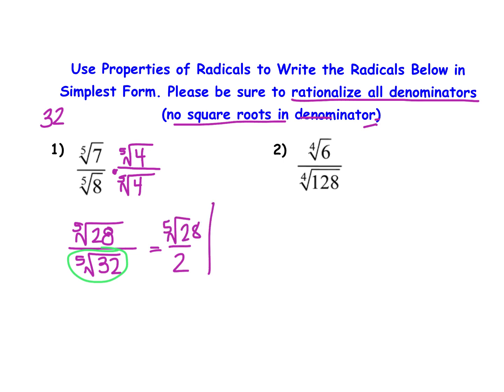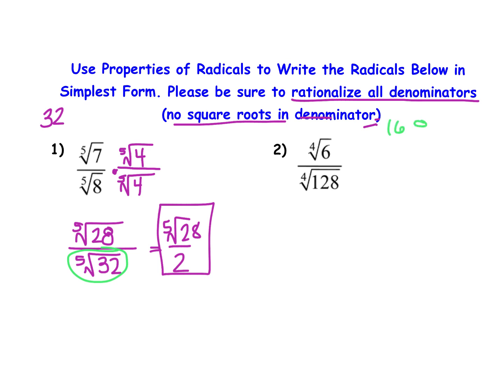So now I have a rationalized denominator that no longer contains a square root. Now if I look here at example 2, I notice I have my fourth root. So I'm going to think about what fourth roots I know. Well, 2 to the power of 4 is 16.